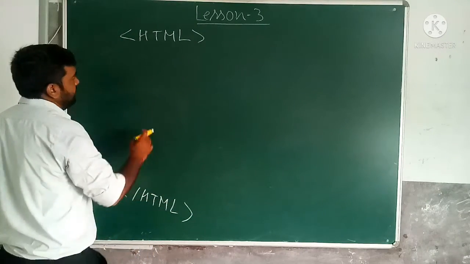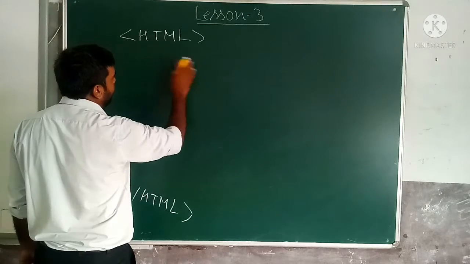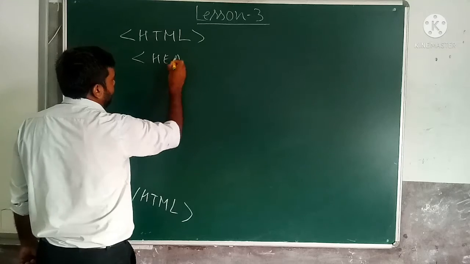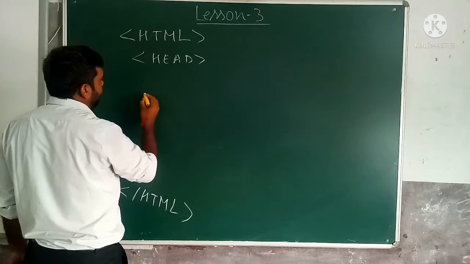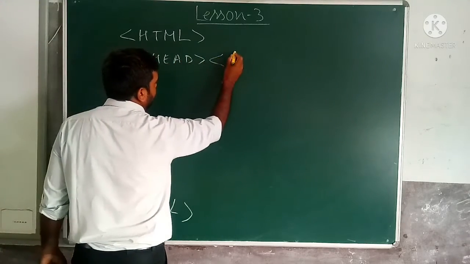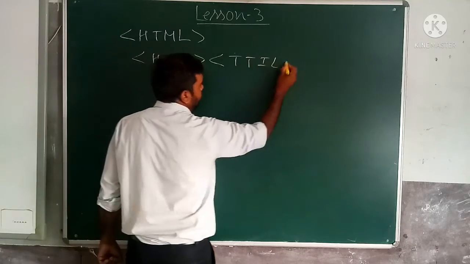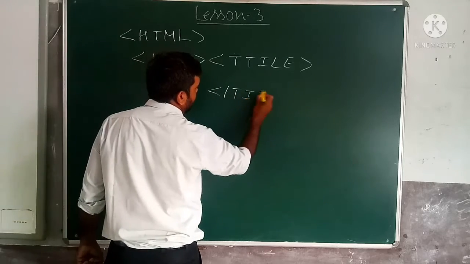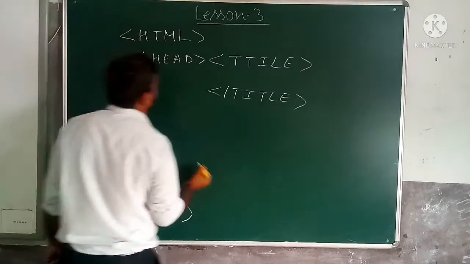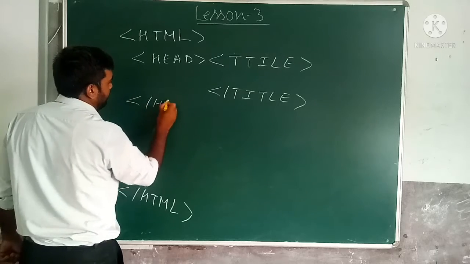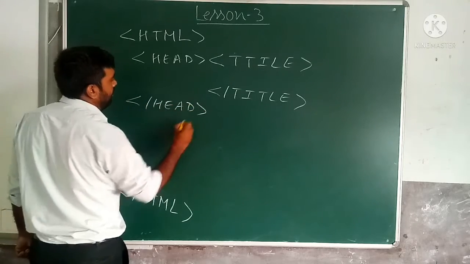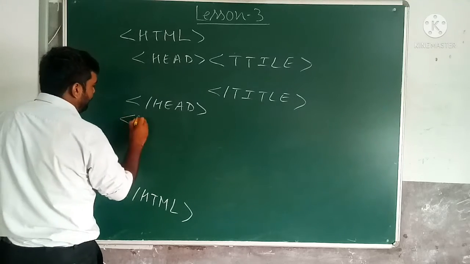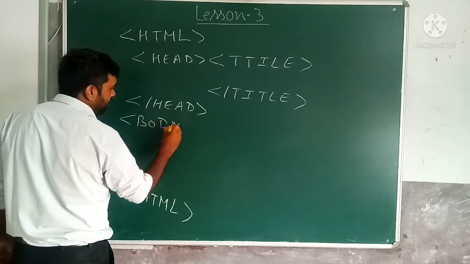Now inside the HTML, what we write is the head tag. See the syntax. After HTML, what do we write? Head. Now inside the head, we write the title. Title tag, so title open and title close. And after that, head close. After this head, the body tag opens.